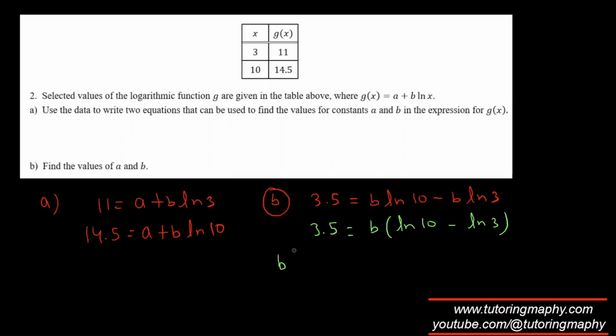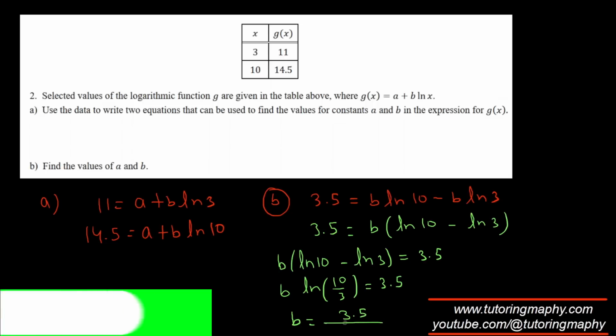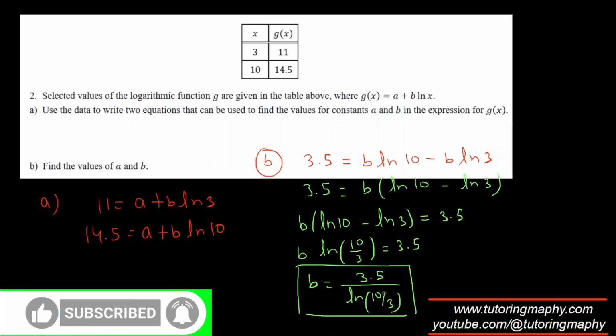Let's flip the equation. So b times (ln 10 minus ln 3) is equal to 3.5. ln 10 minus ln 3 is ln of 10 over 3, and that is equal to 3.5. And we divide both sides by ln of 10 over 3, so b is 3.5 over the natural log of 10 over 3. So that should be our final value of b.